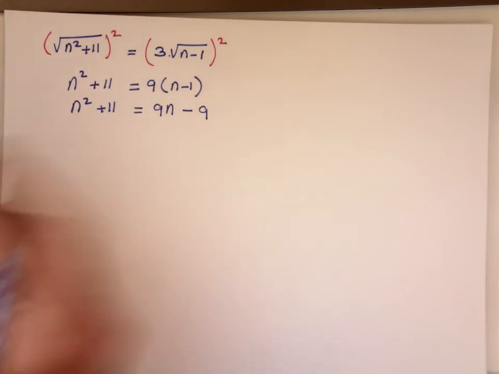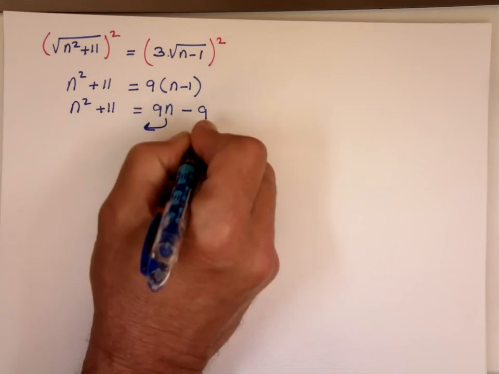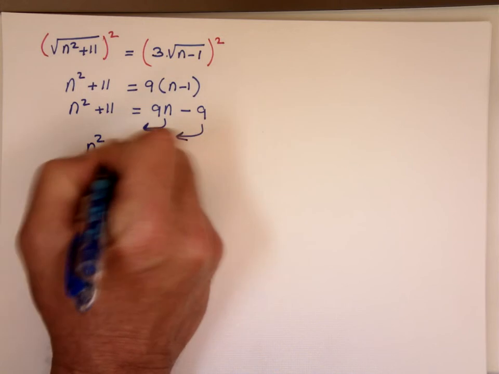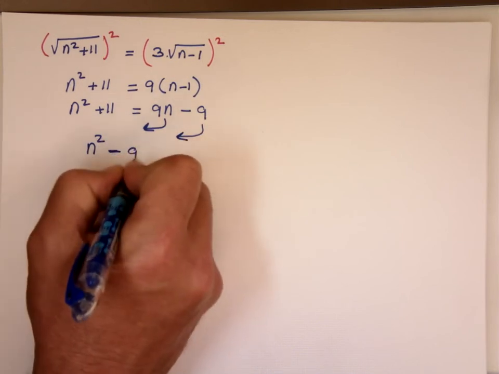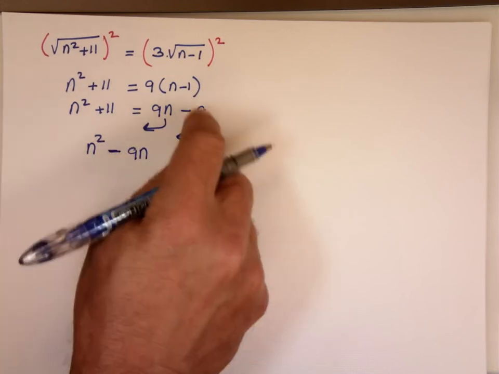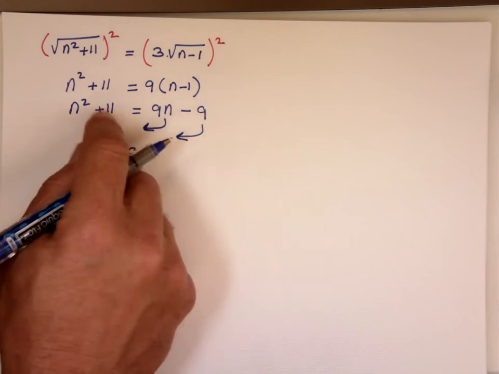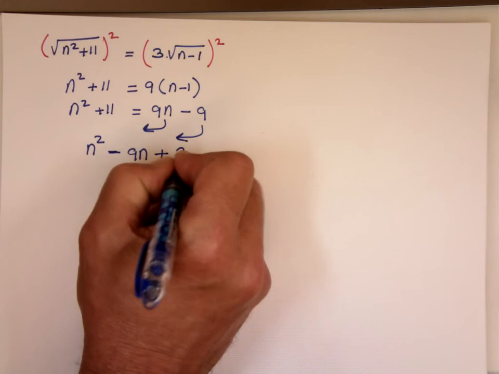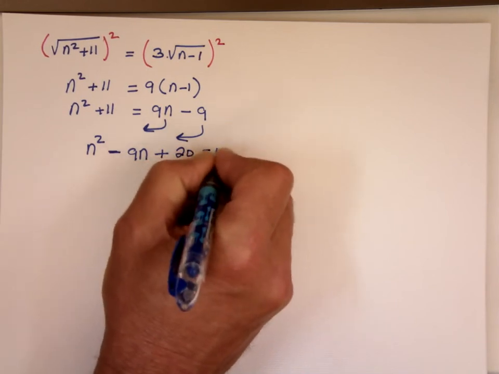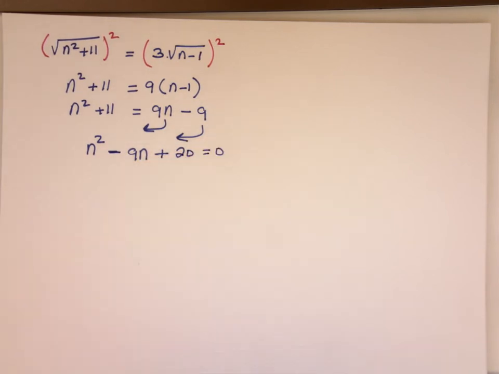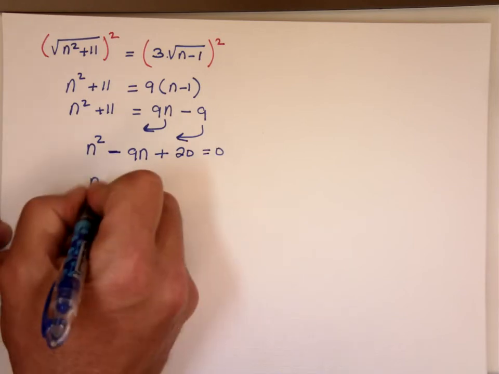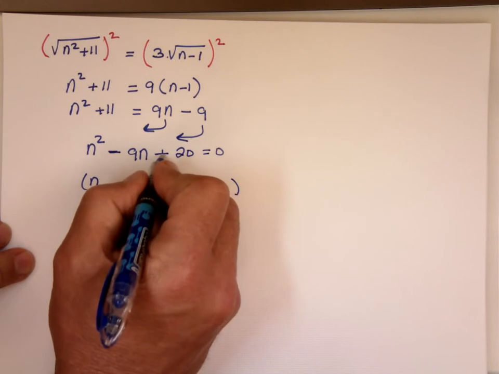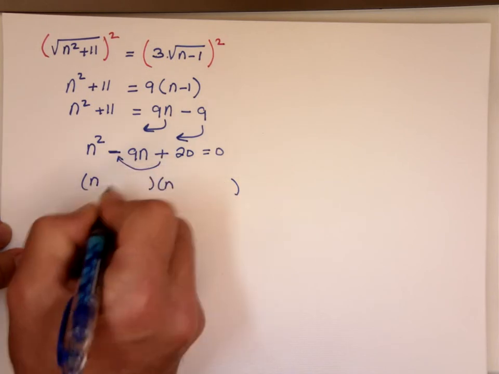Move everything to this side. N squared. When you bring that 9n to this side, becomes a minus 9n. When you bring the minus 9 to this side, it becomes a plus 9. Plus 9 plus 11, that's plus 20. Again, I need to factor that. That's a plus. That tells me both signs the same as this. So they're both going to be negative.